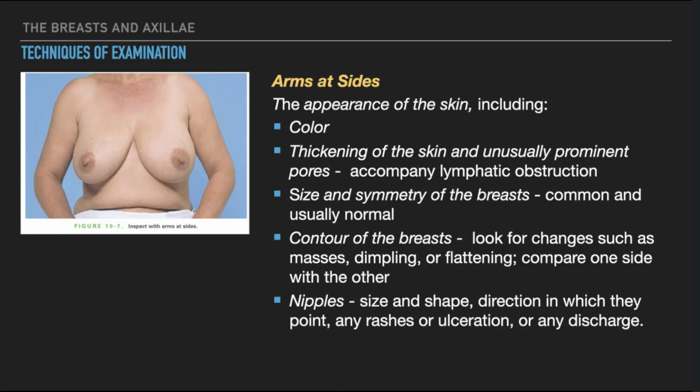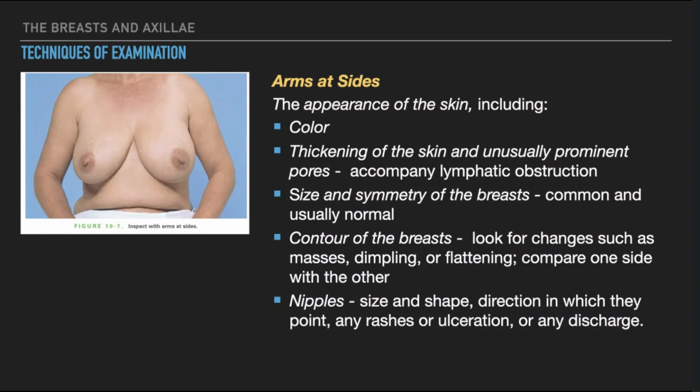So for the nipples, you have to check for the size and the shape as well. So with arms at the sides, you have to check if the nipple is inverted, points inward, depressed below the areolar surface. It may be enveloped by folds of areolar skin, but can be moved from its sulcus. It's usually a normal variant of no clinical consequence, except for possible difficulty when breastfeeding.